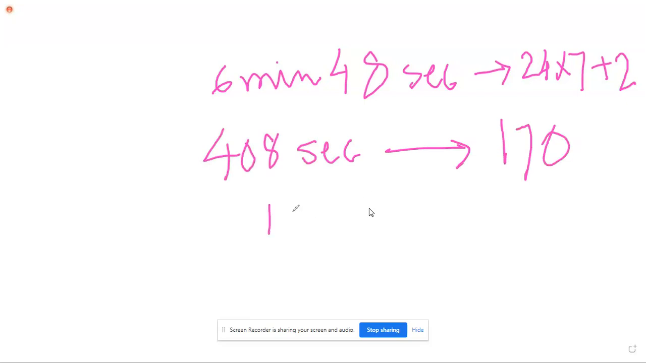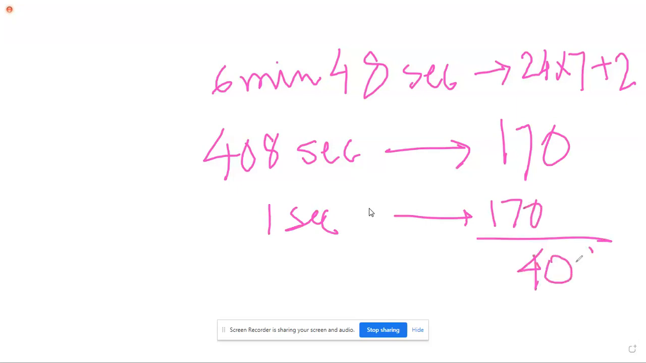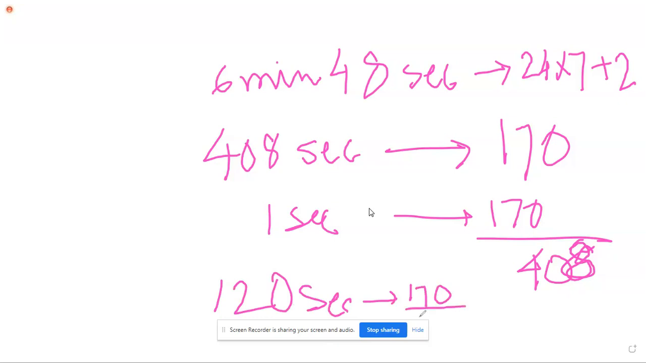So 1 second gain will happen in 170 upon 408. And I want it to be exactly the right time. Right time means it was slow by 2 minutes, so 120 seconds it has to cover to become right. So 120 seconds it will become 170 upon 408 into 120. That's your unitary method.